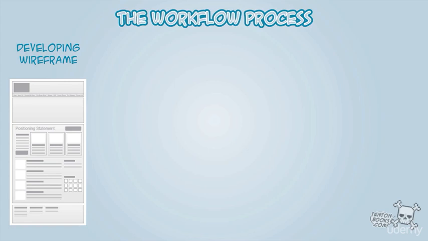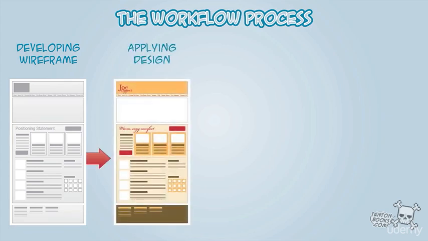Once the raw architecture is in place, then we'll move on to the next step in the overall workflow process, which is to apply design to the wireframe. So you could almost think of this as applying design on top of the skeletal structure, if you will. And when I say design, specifically what I'm referring to is things like colors and fonts, and eventually things like photography and textures and things like this, right?